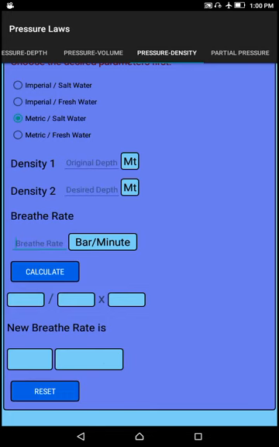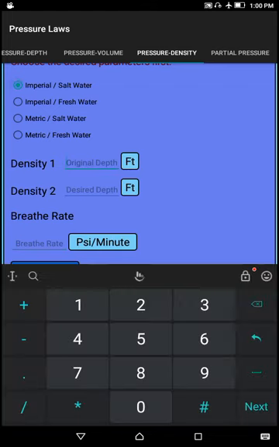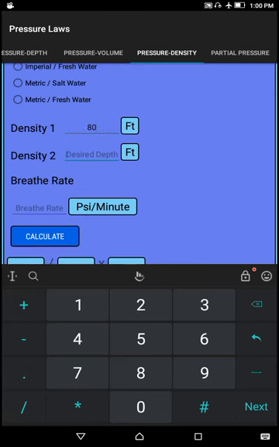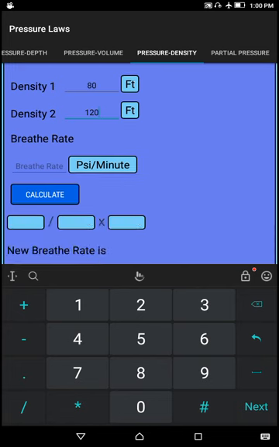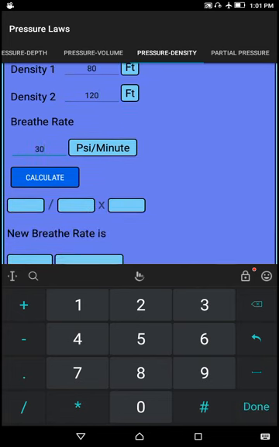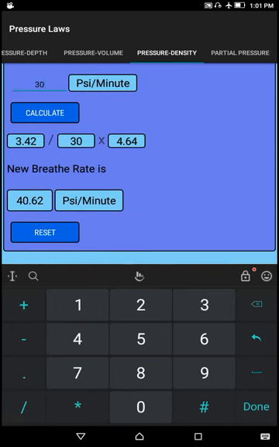Reset. Diver presses 30 psi per minute on 80 feet. How much air the diver will breathe on a depth of 120 feet in salt water? So again, imperial salt water. The original depth is 80 feet. Second depth is 120. Breathe rate is 30 psi. Calculate. I got the new result, 40.62 psi per minute. Okay.